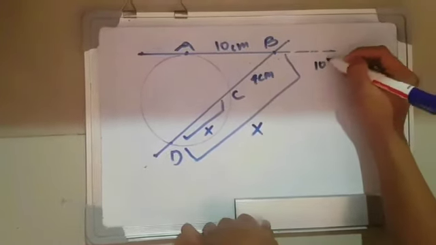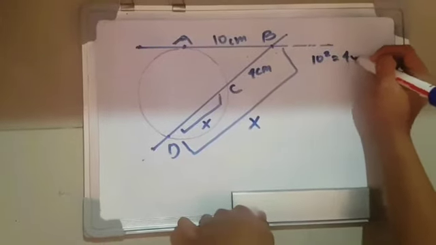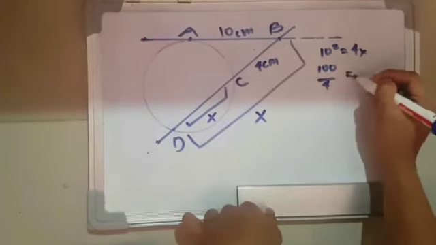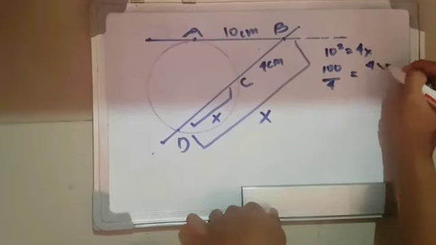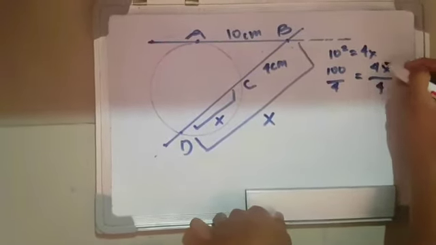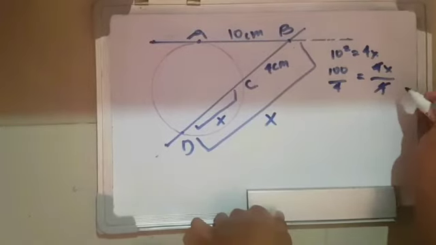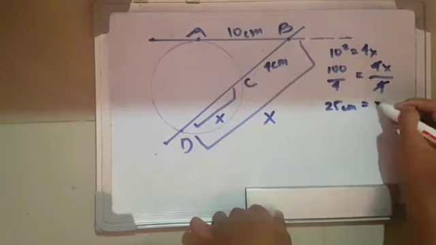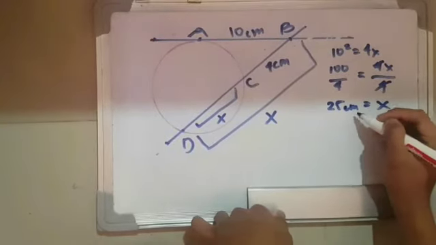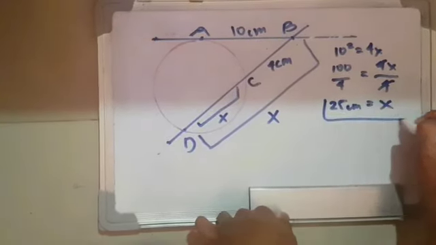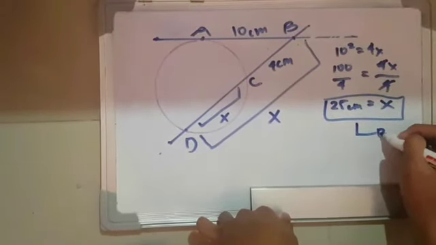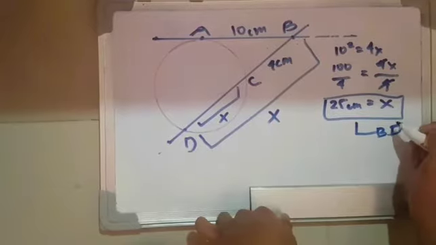So let's follow the formula. 10 squared is equal to 4x. So 100 is equal to 4x. We divide it by 4 to cancel out. 100 divided by 4 is equal to 25. So the measurement of BD is 25 centimeters.